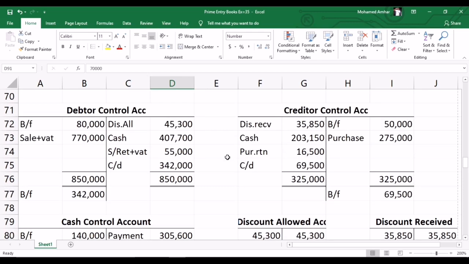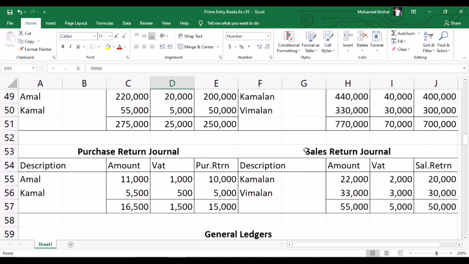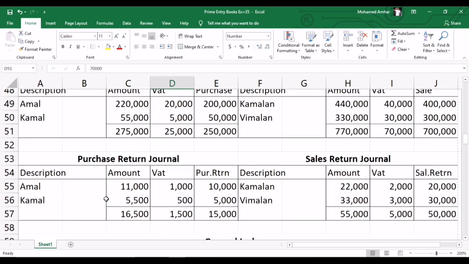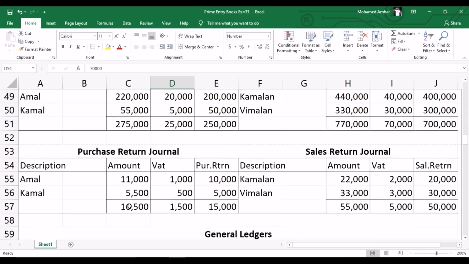Right, next, sales journal totals taken. Now purchase return journal totals. Purchase return, by purchase return, what happened? Creditor is decreasing, so creditor account should be debited by 16,500. Therefore purchase return and VAT account should be credited.